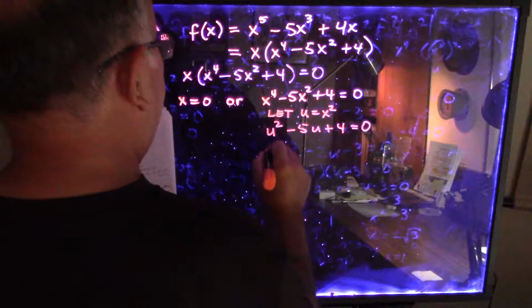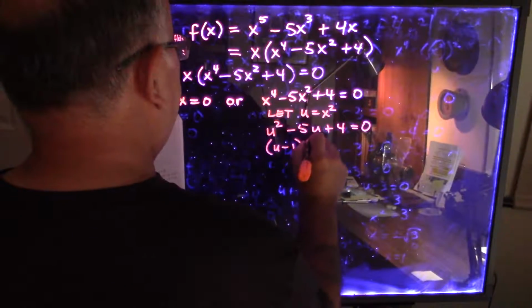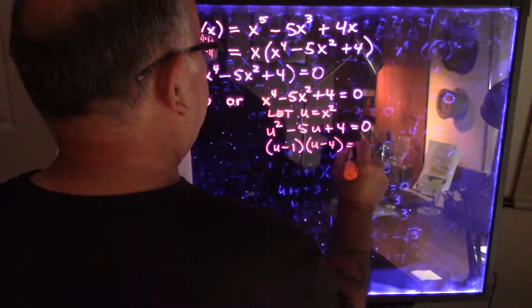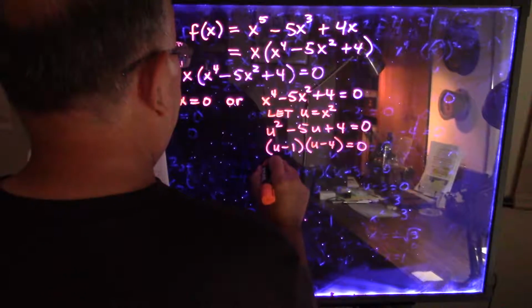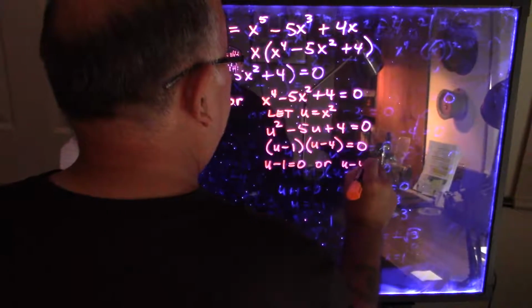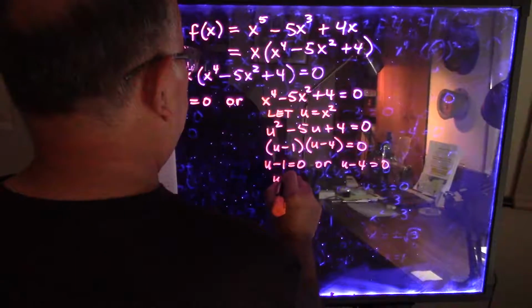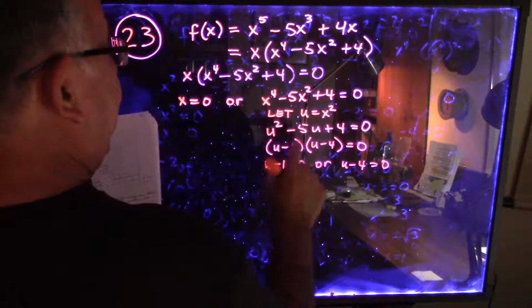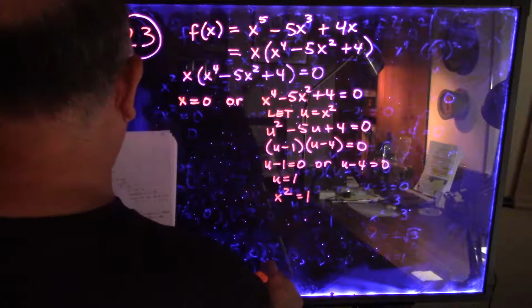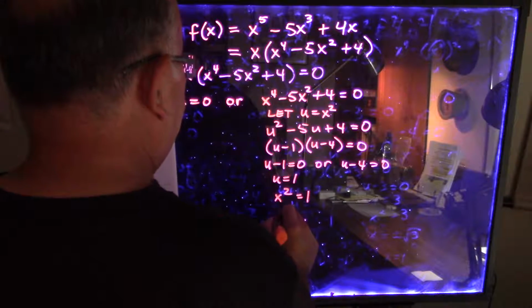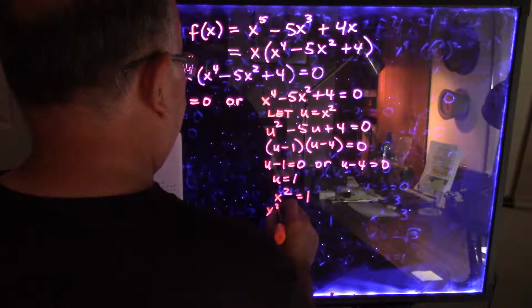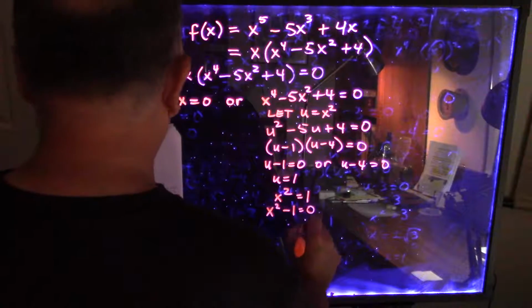And then this can be factored. u minus 1 times u minus 4 equals 0. So that means u minus 1 equals 0, or u minus 4 equals 0, and so u equals 1. What's u? It's x squared, so x squared equals 1. You can subtract 1 from both sides, or you can take the square root of both sides. Let's subtract 1 from both sides. x squared minus 1 equals 0.